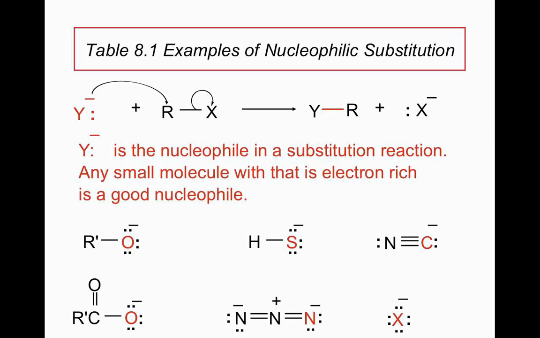So, what are some good nucleophiles that we use in SN2 reactions? Remember, the generic Y stands for the nucleophile in this case, and this can be any small molecule that is electron rich. So here at the bottom of the slide, I've given you 6 different examples of nucleophiles that you might see. You could see alkoxide anions, thiol anions, cyanide, ester anions, azide anions, or even other halide anions. All are good nucleophiles.